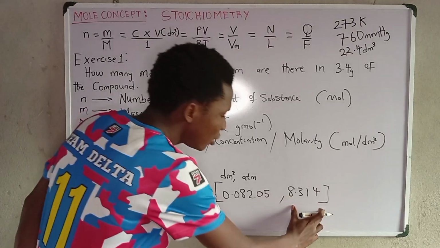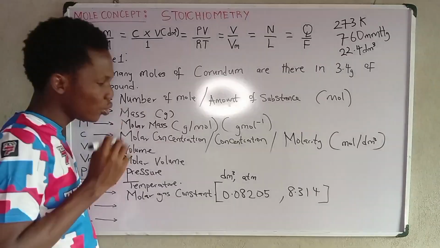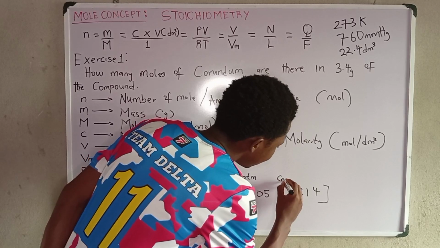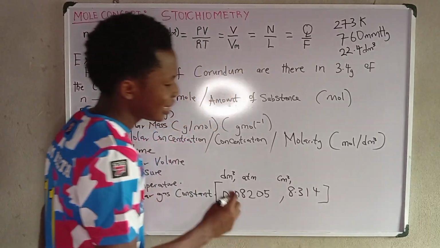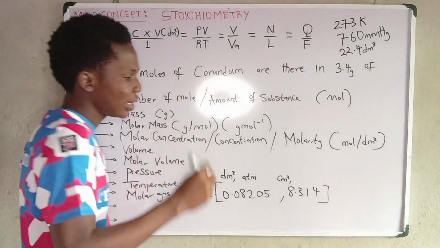Now, for this other value, when do we use it? Anytime your volume is in cm cube. If your volume is in cm cube, your pressure is now in what?